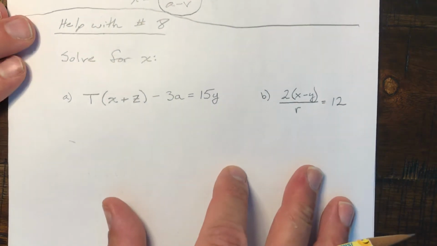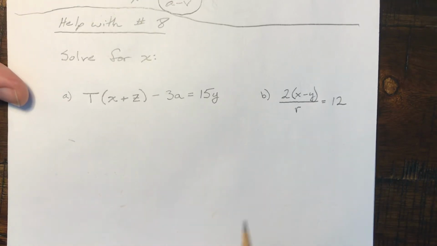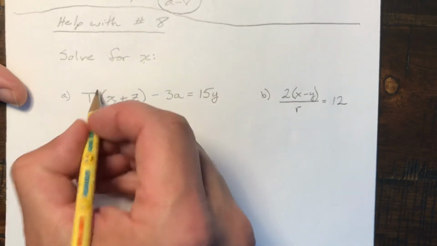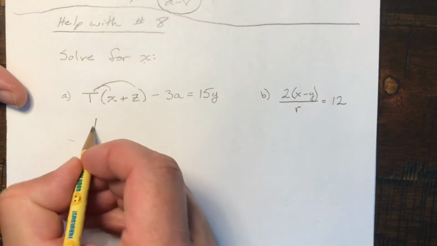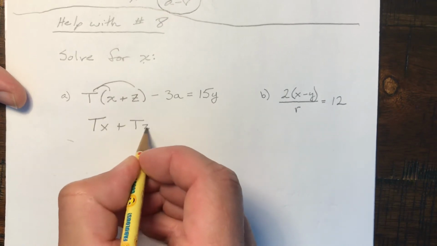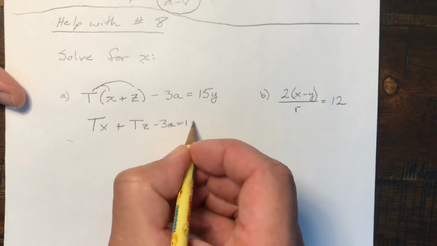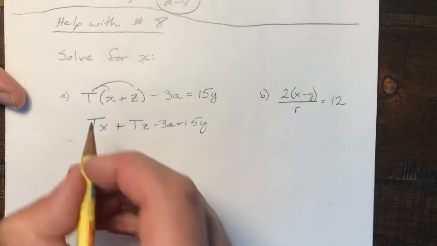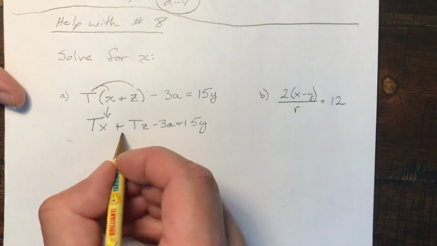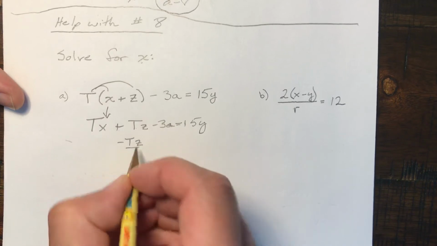All right, and then number 8. It seems that these were cut off of the last video, but when it says solve for x, same rules. Distribute tx plus tz minus 3a equals 15y. Your job is to get this x alone. That means everything else has to be moved. So this plus tz, subtract tz on both sides.